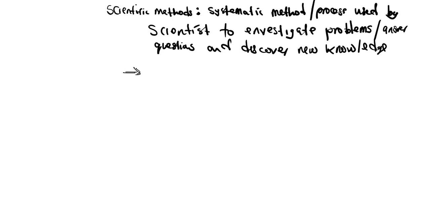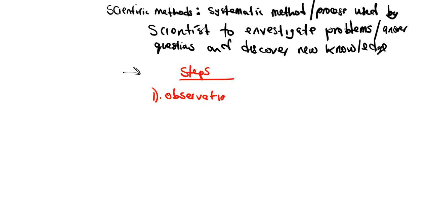Now these scientific methods have steps. Upon us discovering a new thing, we have what we call steps. The first step is that you observe something. So, observation. You observe the problem. Let's say, why do people experience bad network? You observe that problem.